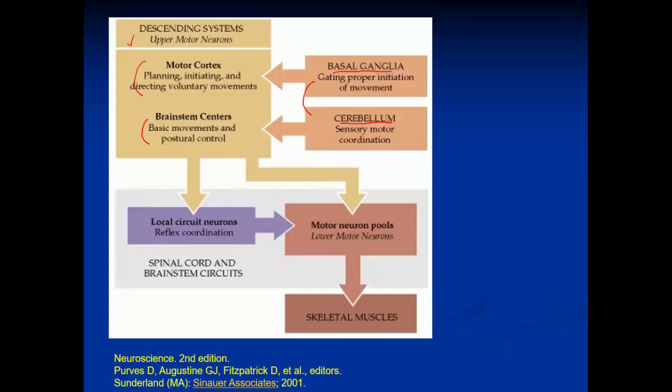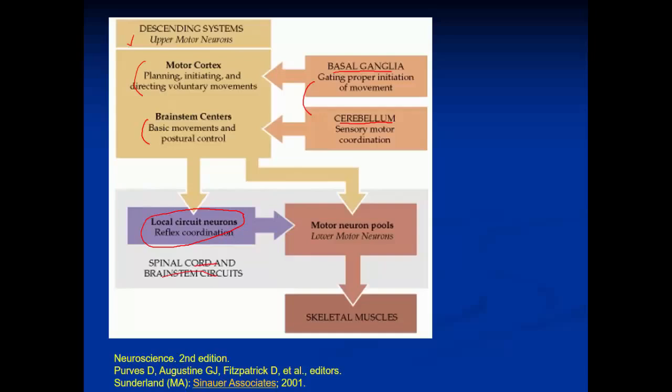These descending systems are then going to send information onto the lower brainstem circuits and the spinal cord. And this is where we're eventually going to get muscular contraction. So we'll have local circuit neurons in the spinal cord. These are going to be involved in reflexes. I talked about the monosynaptic and the polysynaptic reflex in a previous lecture. Those are the neurons here.